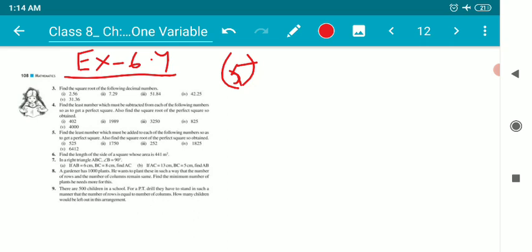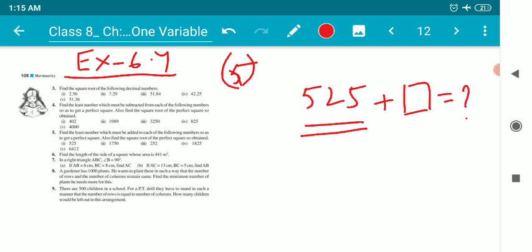Question number 5 is: find the least number which must be added to each of the following numbers so as to get a perfect square. Children, let me explain in very easy language. The question is 525. It is simply said that this number is not a perfect square. The question is what is to be added with this number so that it becomes a perfect square number. Something is to be added to get a perfect square. So what is that number?